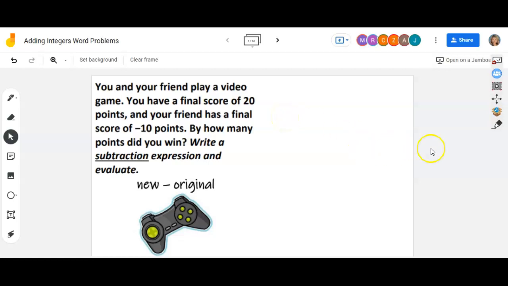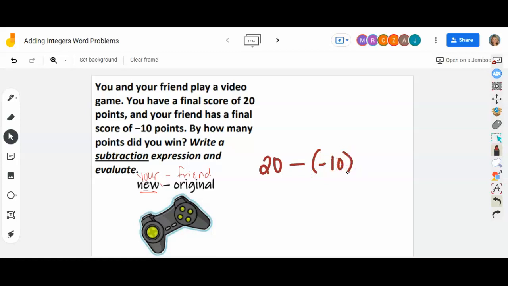All right, you and your friend play a video game. You have a final score of 20 points, and your friend has a final score of -10. By how many points did you win? Write a subtraction problem. So we're going to take the new score minus the original, or your score minus your friend. So we have 20 points minus the friend's points.